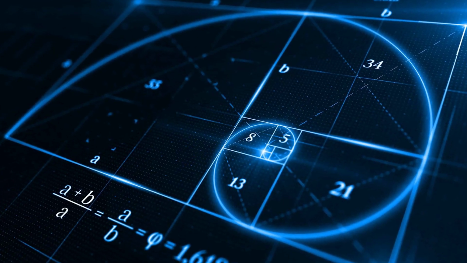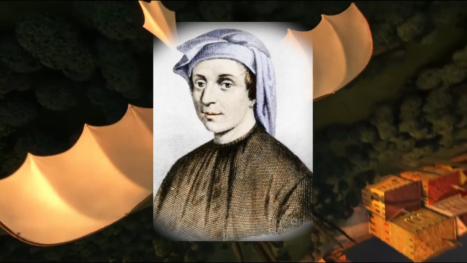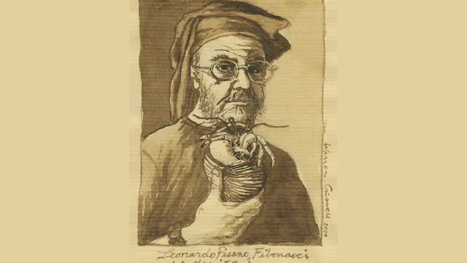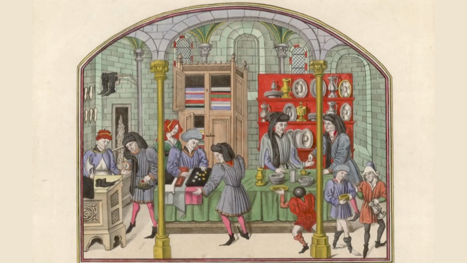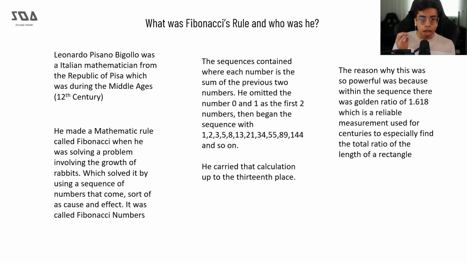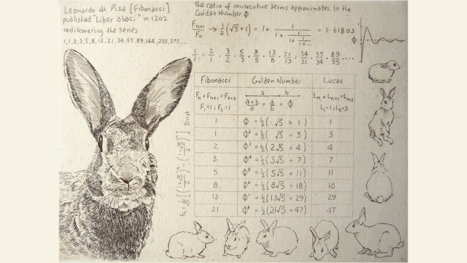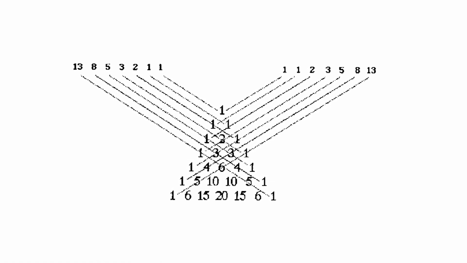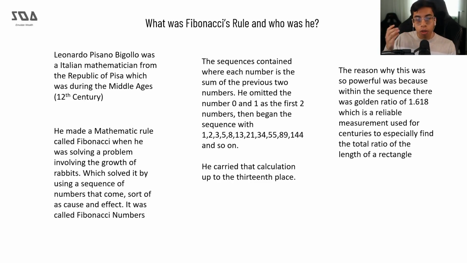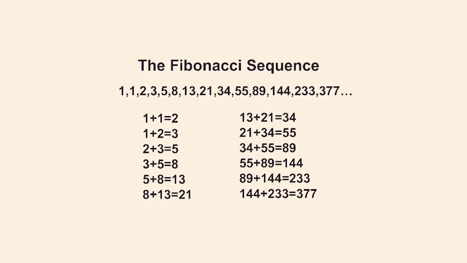The Fibonacci was actually created by Leonardo Pisano Bigallo. He was an Italian mathematician from the Republic of Pisa, during the Middle Ages of the 12th century. He made a mathematical rule called Fibonacci when he was solving a problem involving the growth of rabbits, which he solved by using a sequence of numbers that came by, sort of like cause and effect. It was then called the Fibonacci numbers. In the sequence, each number is the sum of the previous two numbers.